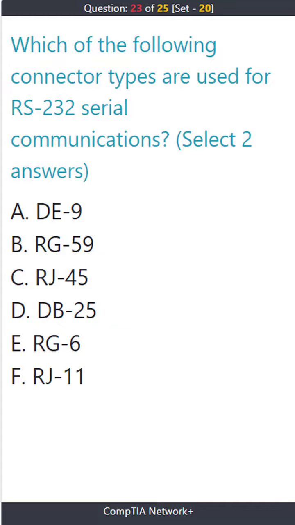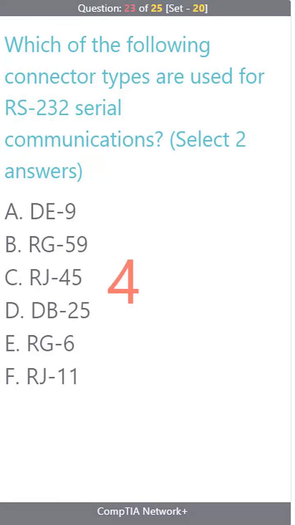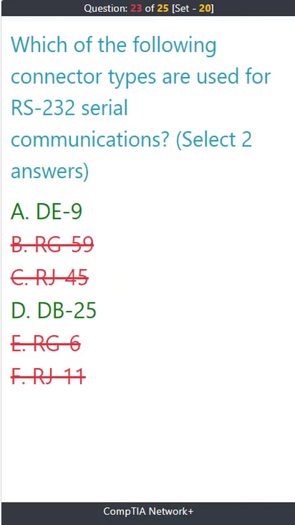Question 23. Which of the following connector types are used for RS-232 serial communications? Select two answers. A. DB-9. B. RG59. C. RJ45. D. DB25. E. RG6. F. RJ11. The correct answers are A. DB-9. D. DB25.